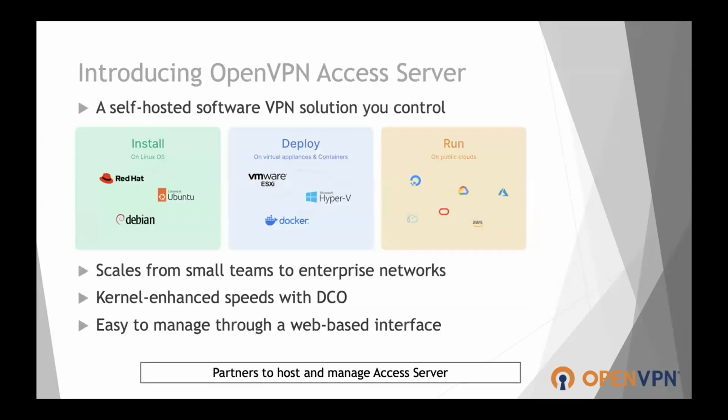So here's a bit more detail on Access Server. Access Server is our self-hosted software VPN solution. It runs on Linux, so you can install it on a variety of Linux distributions that's shown here. You can also deploy it as a virtual appliance. We have virtual appliances for ESXi and Hyper-V, and you can also use Docker. So it's compatible with Docker. We have an official Docker image.